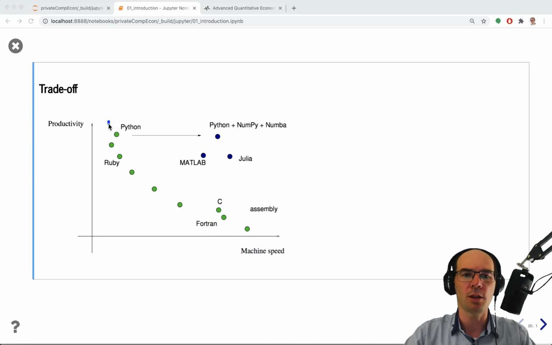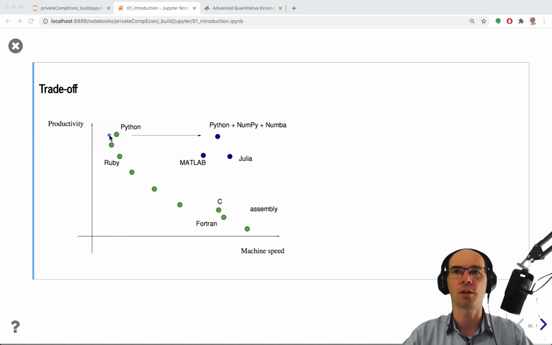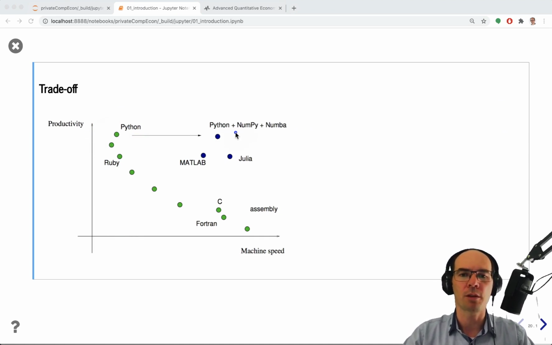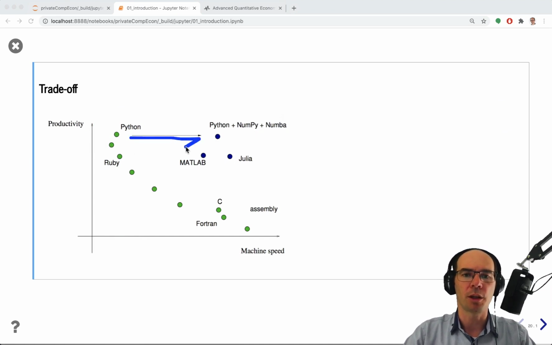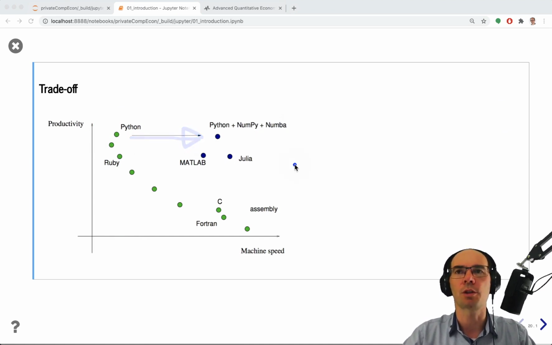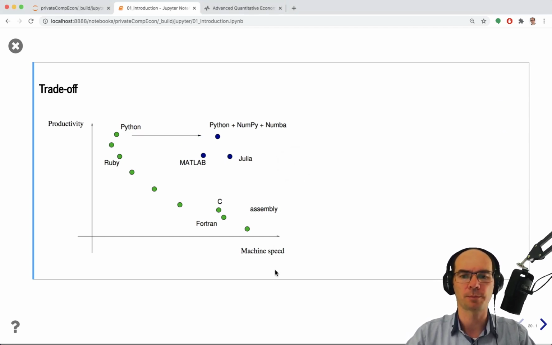And so as you can see, Python is generally, or used to be, very slow, but productivity in terms of writing the code is high. But with additional libraries like NumPy and Numba, Python is moving in the direction of higher machine speed as well.